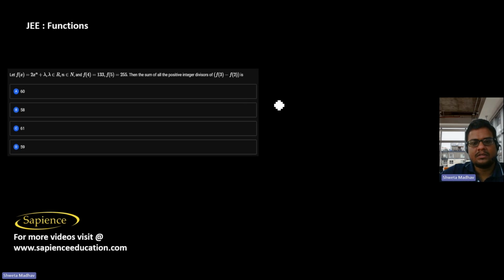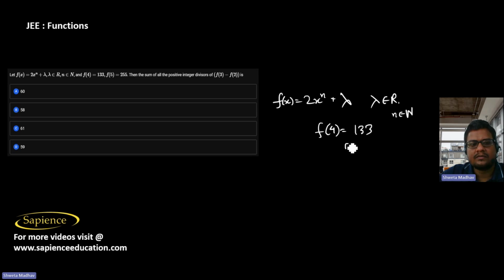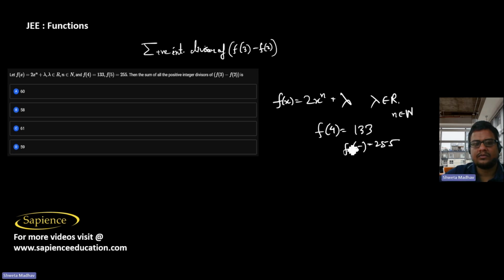Then here it is told f of x is a function which is equal to 2 into x power n plus lambda, where lambda belongs to R and n is a natural number, and f of 4 equals 133 and f of 5 equals 255. Then you have to find the sum of all the positive integral divisors of f of 3 minus f of 2. That we have to find out.